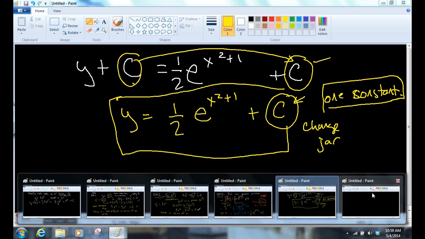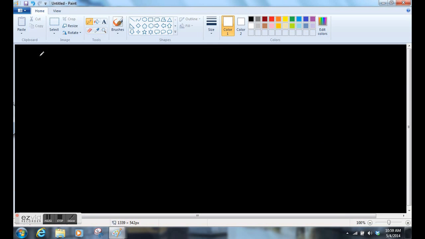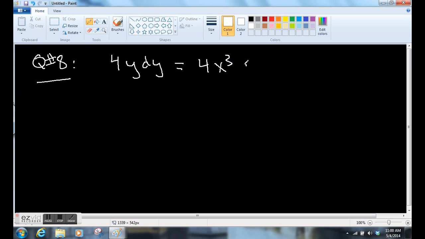Okay, I'm going to do one more on this video, and then I will do a few more on another video. Question 8. You have 4y dy equals 4x cubed dx. So again, trying to find the general solution. When you're just looking at this problem and it says find a solution, typically that means you want y equals something. But you see these dy and dx over here? That tells you that in order to find the solution, you have to take the integral, because these should tip you off that in order to get rid of them, you have to integrate.